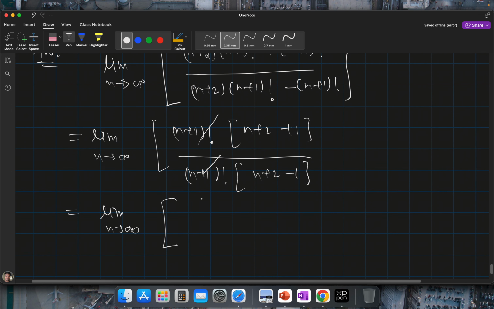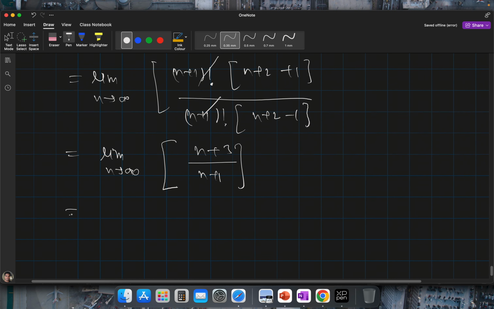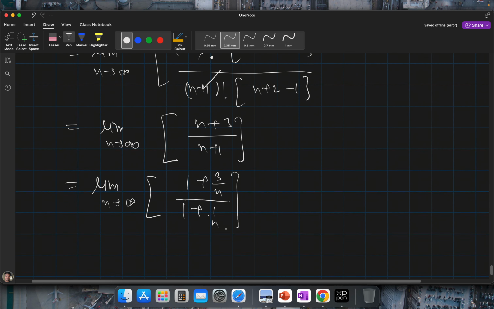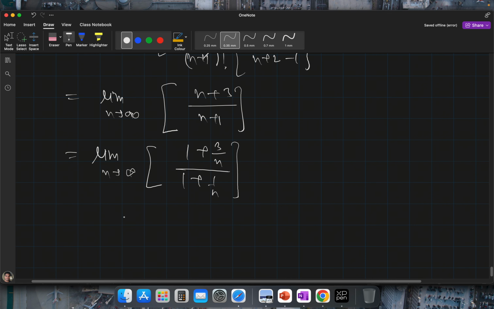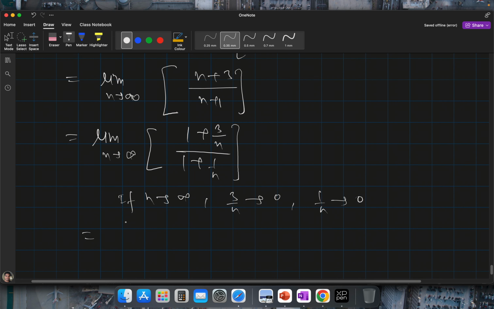Now the expression will be n plus 3 divided by n plus 1. Now what I will do is take common n in numerator and denominator. Then you can see that it will become 1 plus 3 by n over 1 plus 1 by n. So if n is approaching infinity, then 3 by n will approach 0 and 1 by n will approach 0. So the answer will be 1 by 1, which is 1.